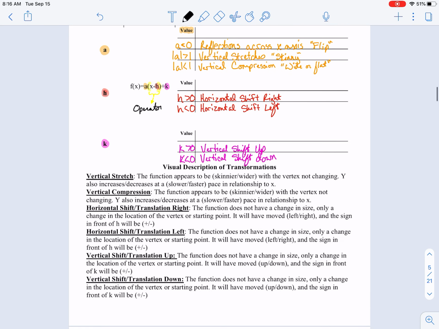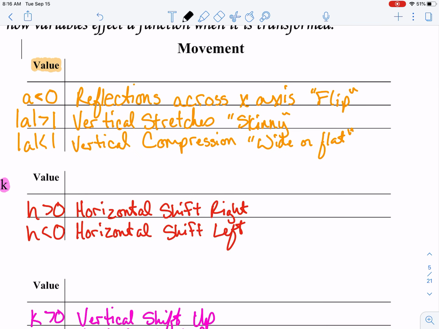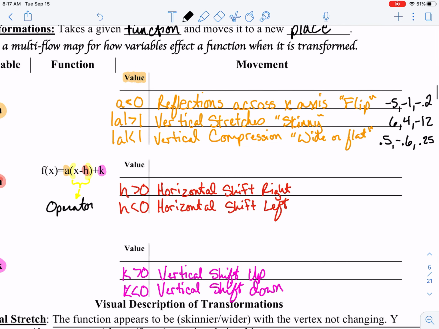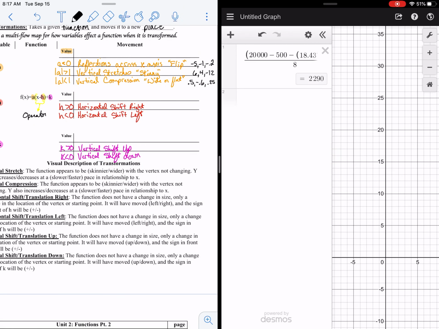I would test a handful of values that fit these restrictions. So if A is less than 0, you can pick anything that's less than 0, like -5, -1, -0.2. The absolute value of A is greater than 1, so 6, 4, -12. Okay, because remember, absolute value changes it to positive. And then the absolute value of A is less than 1. So I would say A is equal to 0.5, -0.6, and 0.25. Again, pick 3 random values for each of these and see if you can come up with some rules.